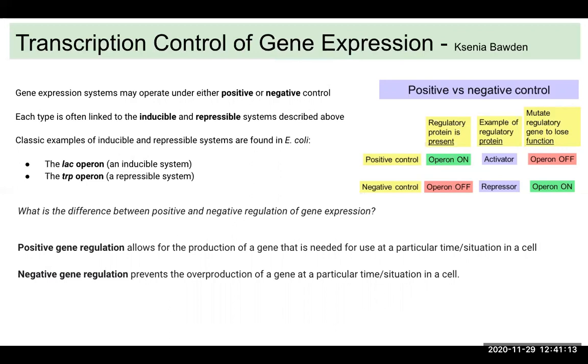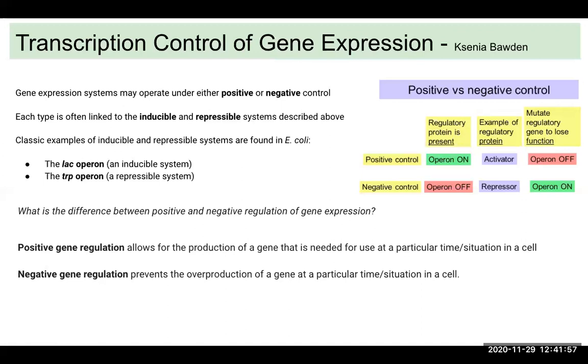Positive gene regulation allows the production of a gene that is needed for use at a particular time or situation in the cell. However, negative gene regulation prevents the overproduction of that gene at a certain time, right? If you look at the picture on the top right, in positive control the genes are expressed only when an active regulator protein, called an activator, which you'll see in purple, is present. Therefore, the operon will be turned off when the positive regulatory protein is absent or inactivated.